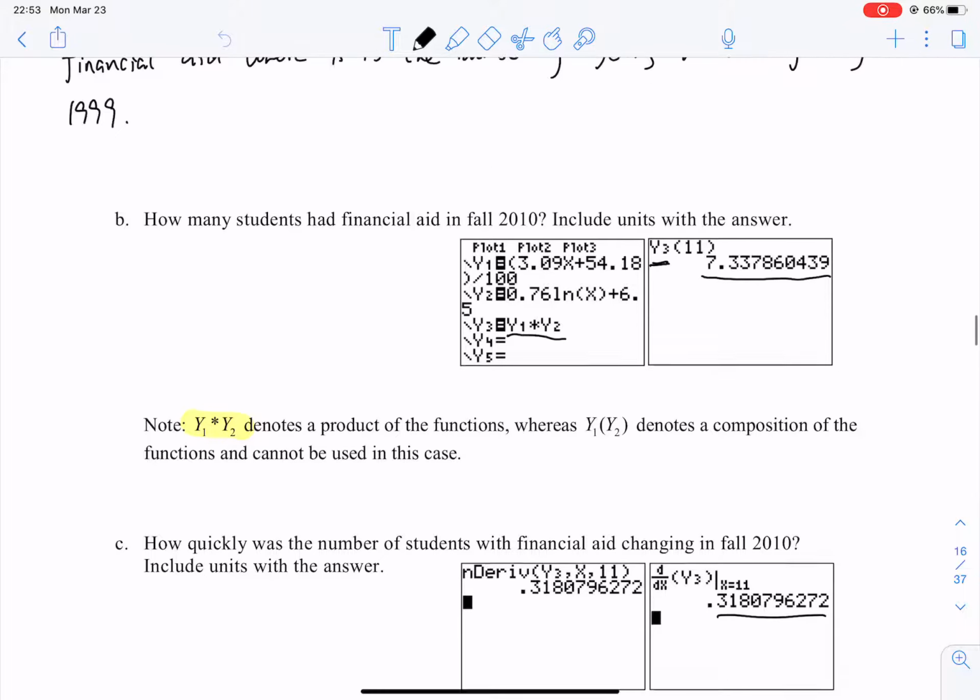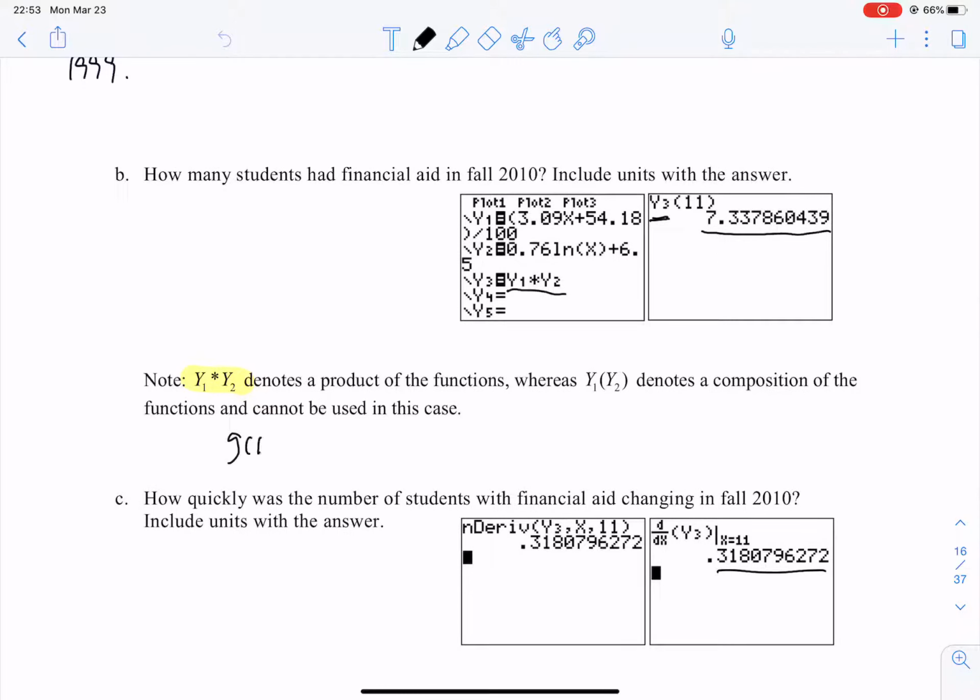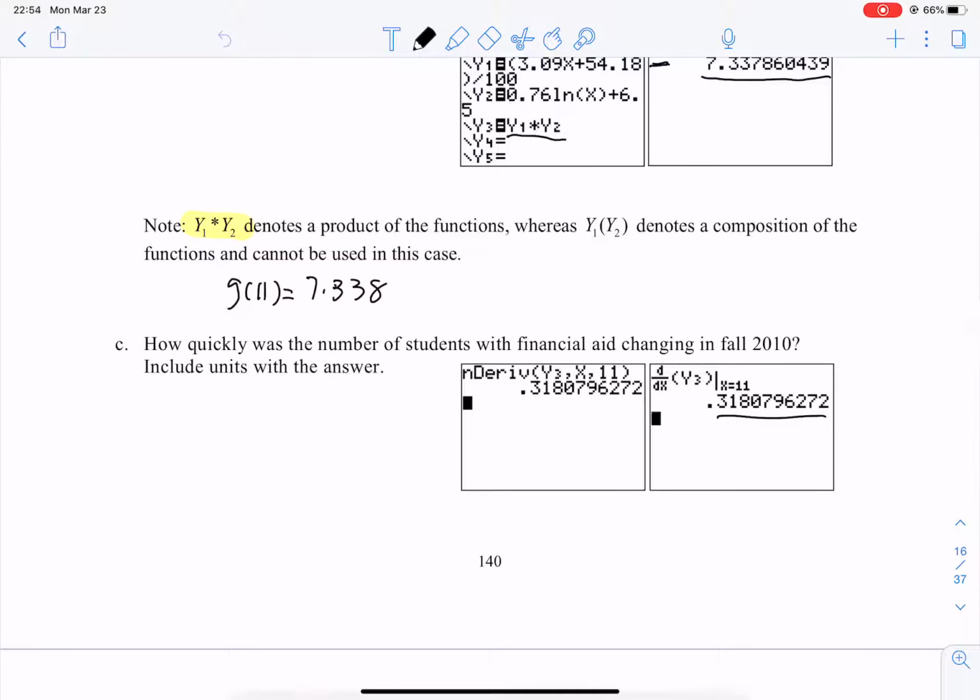So y3 of 11. Then this one, g of 11, we use 3 decimal places, 7.338. The unit is just million students per year. Excuse me, it's not million students per year, just million students.